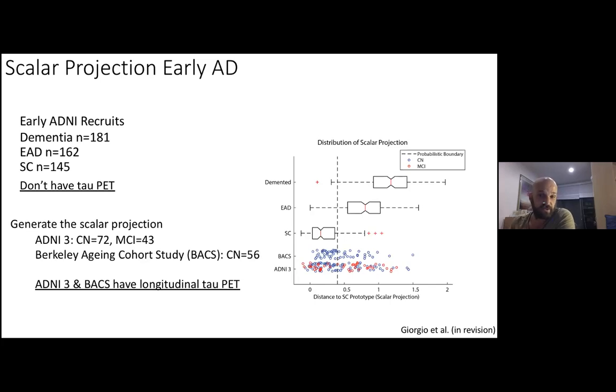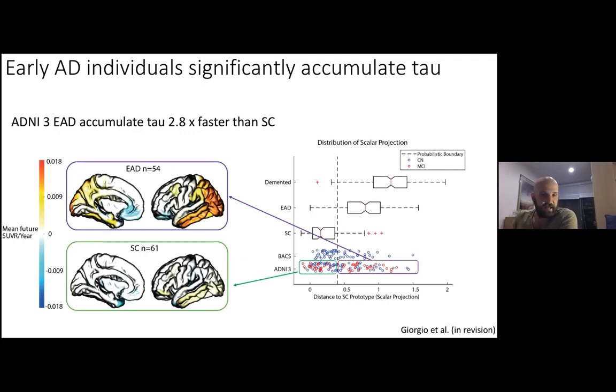So what we did is we trained our initial model using these subjects. And then for two different samples that have longitudinal tau, we calculated this scalar projection and tried to see if we could figure out how this related to future tau for these different individuals. So what we did, again out of sample, is we calculated this future change in tau accumulation across the cortex, and we just contrasted these two groups.